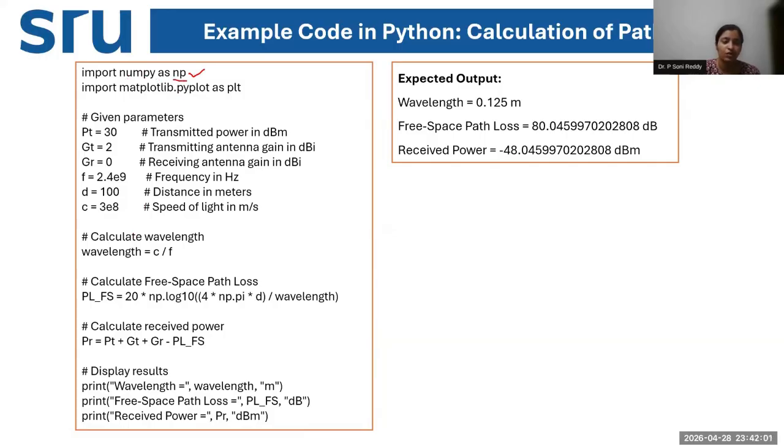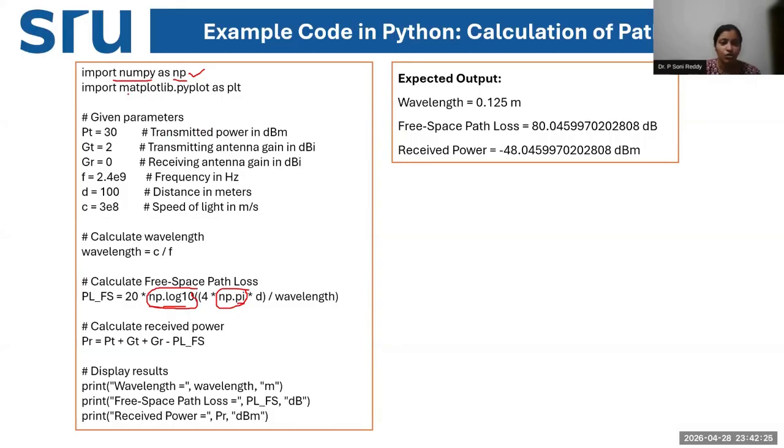So everywhere where we are using any mathematical formula, like log or pi, when we use these functions, we'll use the NumPy package. That is why it is written as np.log of 10, and np.pi. Why? Because Python uses the NumPy package for the mathematical evaluation of functions, for calling those functions.